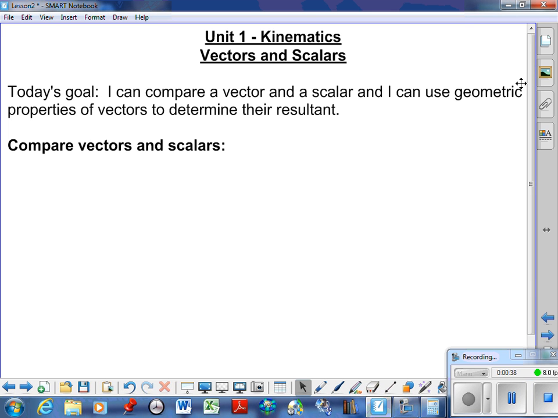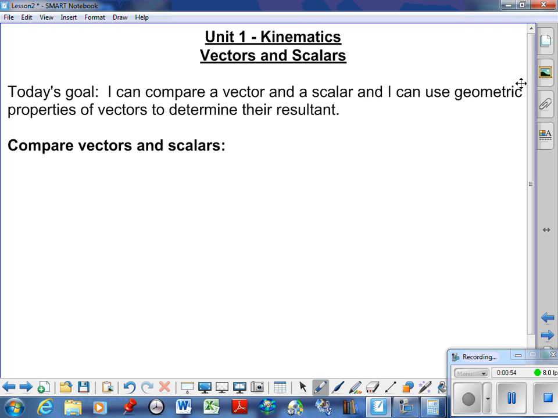So what's your goal after this lesson? I want you to be able to compare a vector and scalar. So that's the first thing I want you to be able to do. And finally, I can use geometric properties of vectors to determine the resultant. Okay, so geometric properties, we're going to talk about what that means specifically.